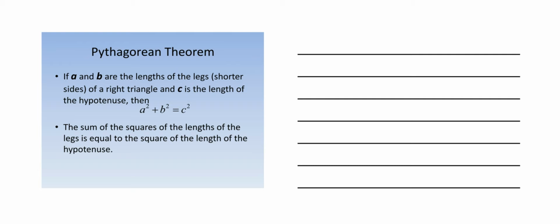Pythagorean Theorem. If A and B are the lengths of the legs, or in other words, shorter sides, of a right angle triangle, be aware of that, and C is the length of the hypotenuse, then A squared plus B squared equals C squared. So once again, if A and B are the lengths of the legs of a right triangle, and C is the length of the hypotenuse, then A squared plus B squared equals C squared. So the sum of the squares of the legs is equal to the square of the hypotenuse.